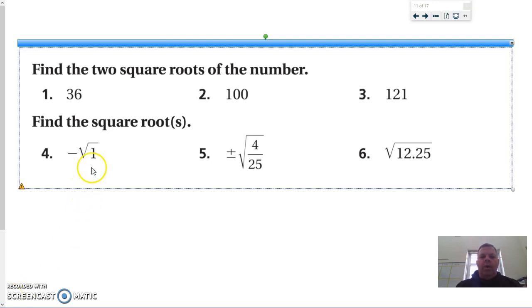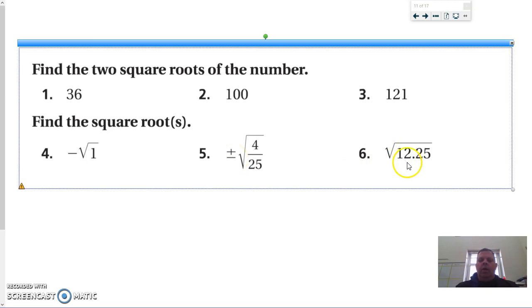In number 4, we have the square root of 1, which is 1, and it is the opposite of 1, so we will have negative 1. In number 5, I know that the square root of 4 is 2. I know that the square root of 25 is 5. So I have 2/5, and we will have both positive and negative 2/5.